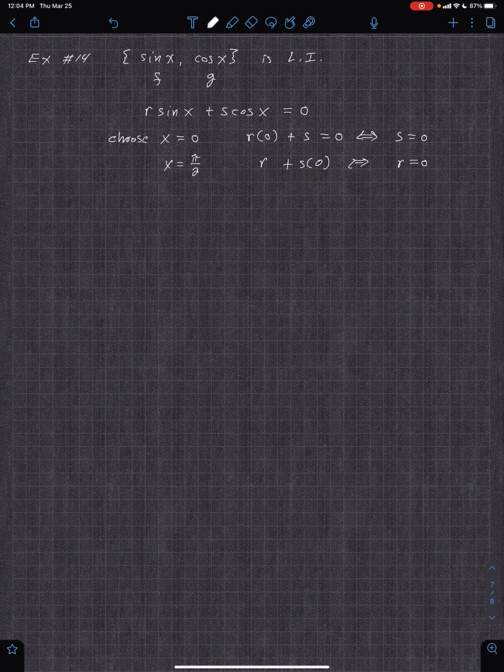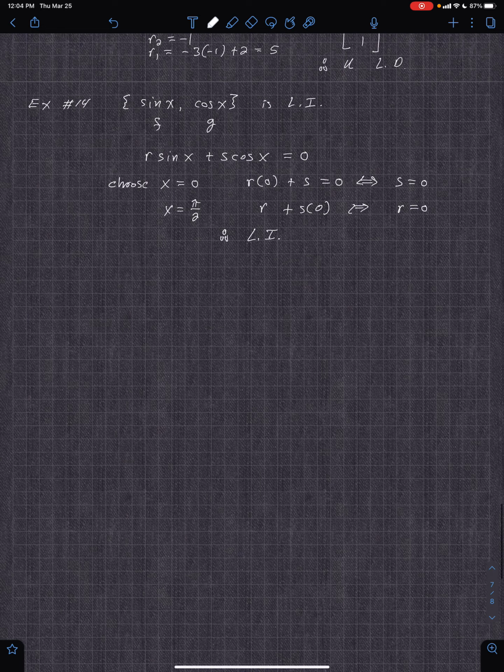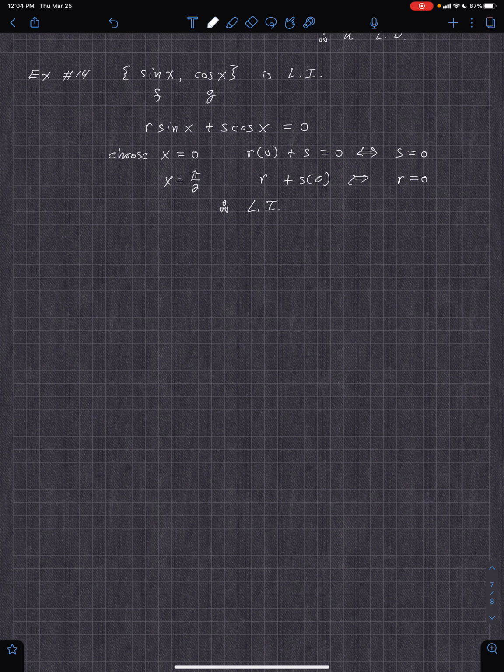Okay, so therefore linearly independent. But think about it too. I mean, there's no way to make a combination. There's no trig identities. Think of trig identities that make sine into cosine. They're completely different. You can't combine the two. It's like saying e to the x and sine x. You can't get one into the other by doing addition and scalar multiples.